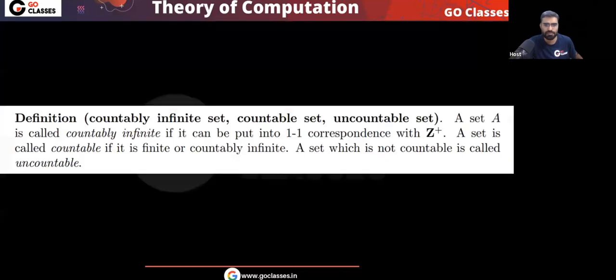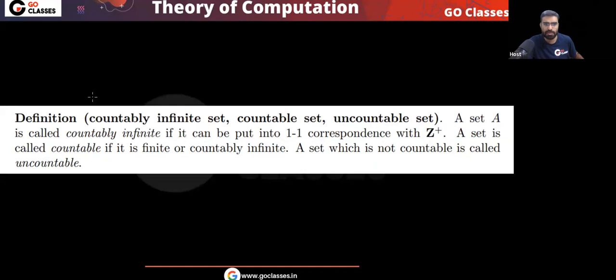Now let's move on. These are the definitions you can see. When can I say a set is countably infinite? A set is countably infinite if and only if it can be put in one-to-one correspondence with the natural numbers. When can I say a set is countable? If it is either finite or countably infinite. Also, a set which is not countable is uncountable.